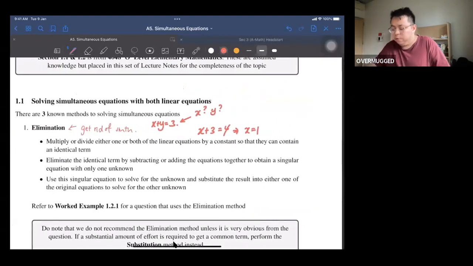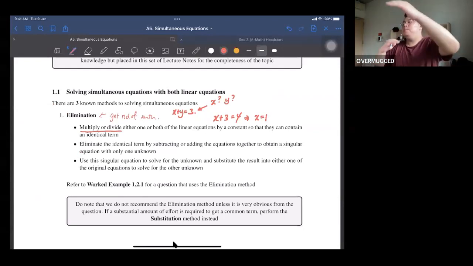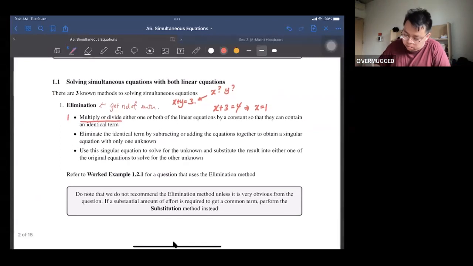Okay? So the art of elimination is about getting rid of an unknown that you actually do not know. And how do you get rid of something? Most of the time, we will do a multiplication and division first. So you will either take something and divide throughout, or you will multiply an equation throughout to make a common term. And then after that, you go and minus or plus the two equations together. So this is step 1, step 2. Afterwards, you will get a full equation, and then you'll be able to solve for your first unknown.